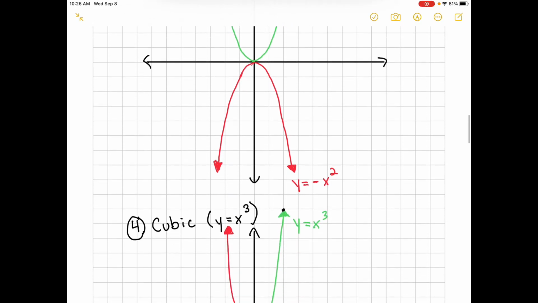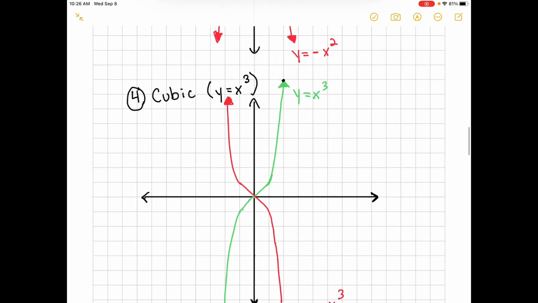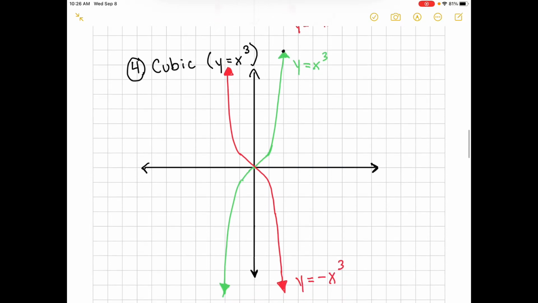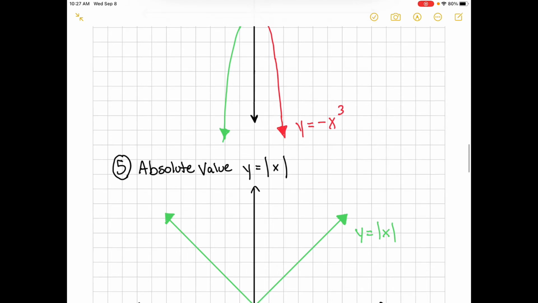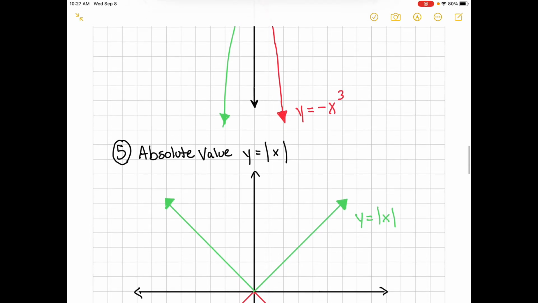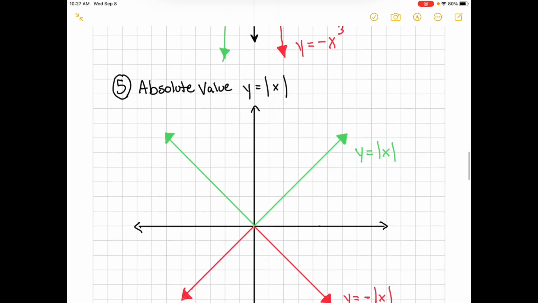Then you have your cubic function. Y equals x cubed is the green one, y equals -x cubed is the red one. And then you have your absolute value function. Looks like it's almost like a quadratic, but it's a V instead of a U shape. Positive absolute value of x is opening up, and negative absolute value of x is opening down.